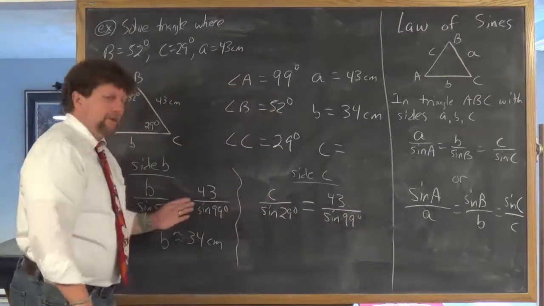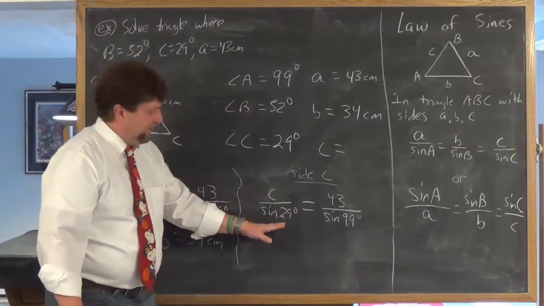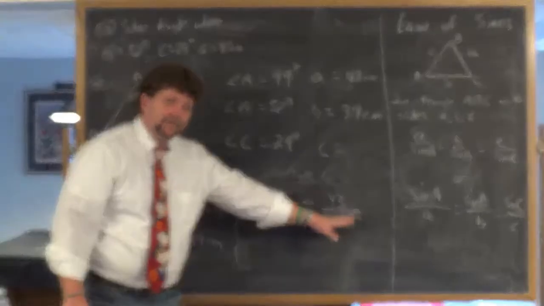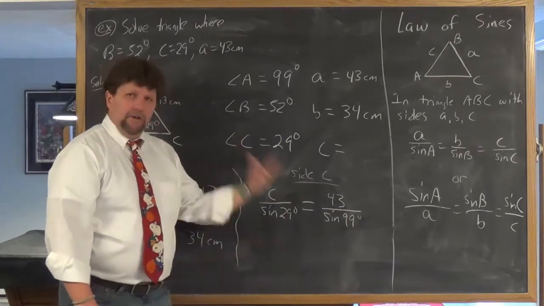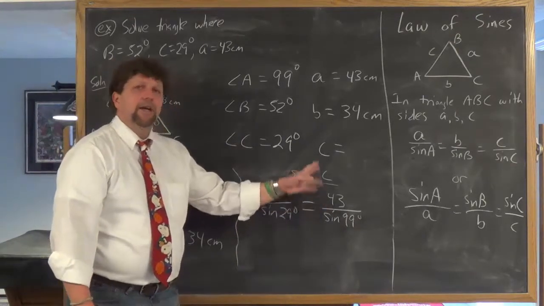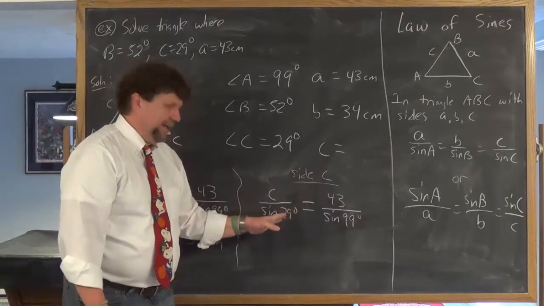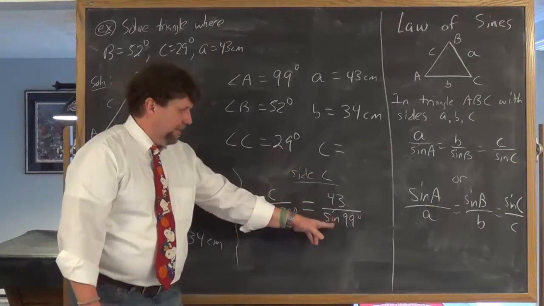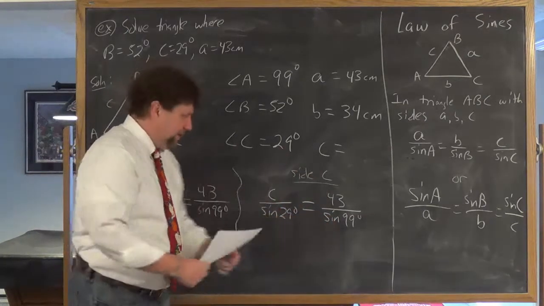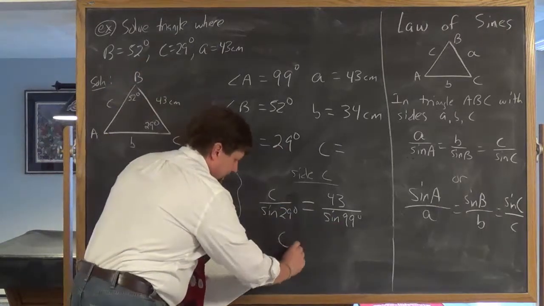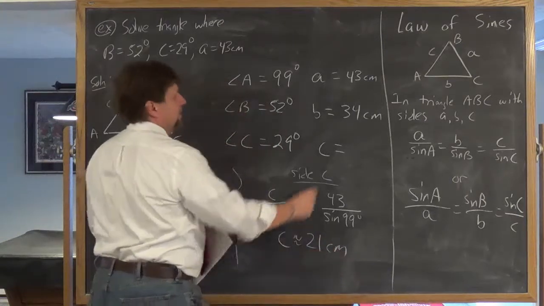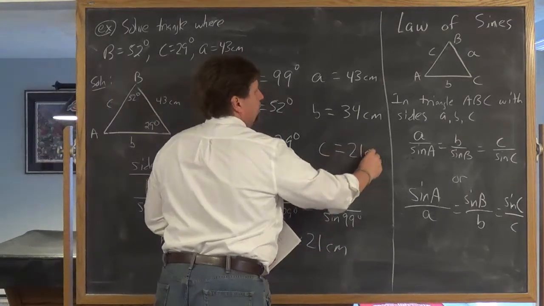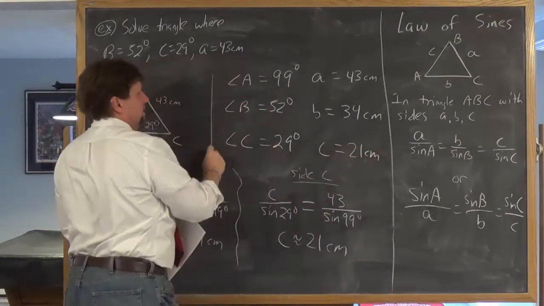And just like what I would do here, my first step in solving would be just to multiply both sides of the equation by the sine of 29 degrees. And then I'd use my calculator, 43 times the sine of 29 degrees, and then divided by the sine of 99 degrees. And I would get side C to be pretty close to 21 centimeters. So let me put that here. I kind of call this my solution area.